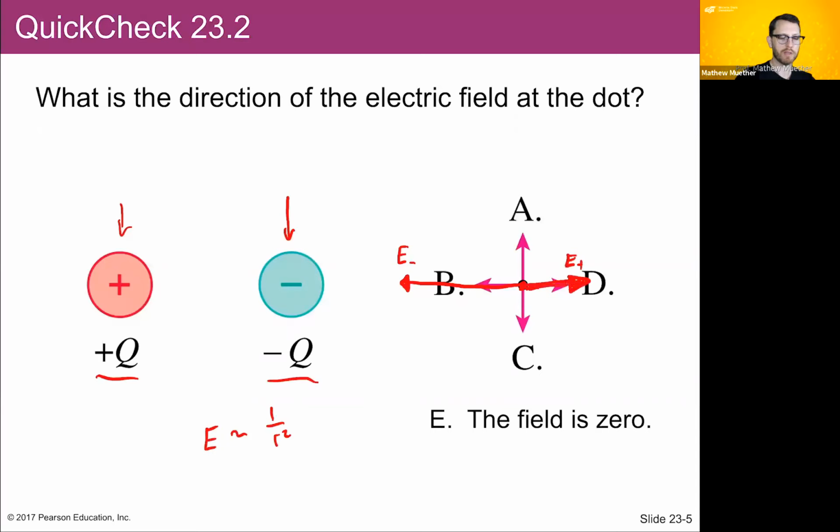Okay, so I've got these two vectors. I can just put them tip to tail. So I'm going to take E plus, line it up with E minus, put it tip to tail with it, and the resulting vector is this vector B. Okay. I end up with a net vector that points to the left in this case. All right.